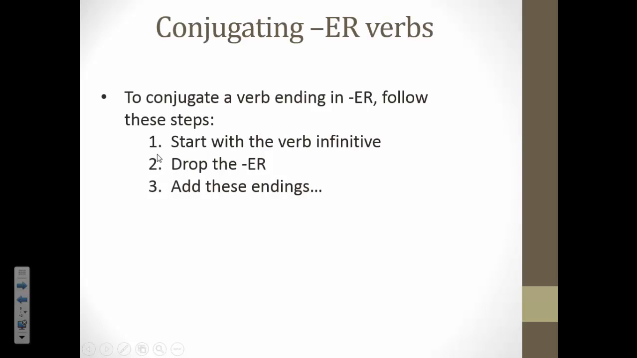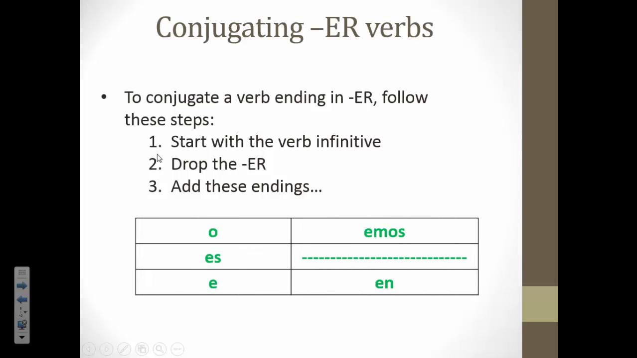Okay, now you're going to do the same thing with an ER verb as you do with an IR verb. The only difference is that you're going to drop the ER instead of the AR, and we add different endings, but you'll notice they're very similar. Instead of having an A in them, you'll notice they have an E. So the yo form is the same.